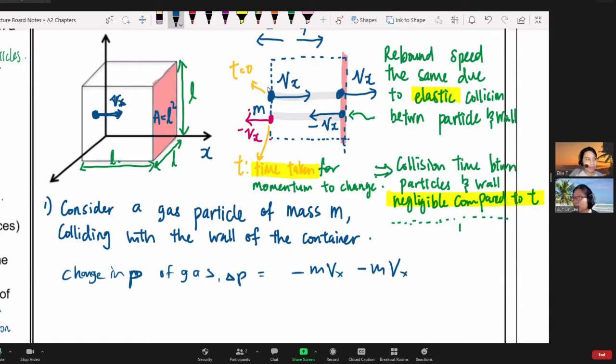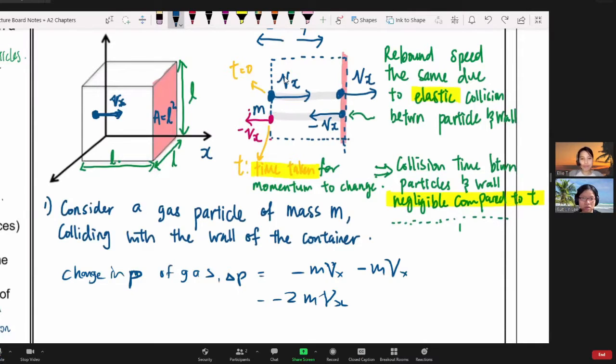Because if you look here, your final momentum is negative mvx. Your initial momentum is mvx. So final minus initial. All right. So this will be negative 2mvx. Or you use logic, from positive 1 to negative 1, you change how much? 2. Okay. So this one will be equal to negative 2mvx.